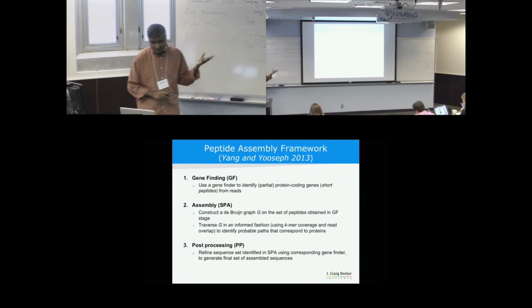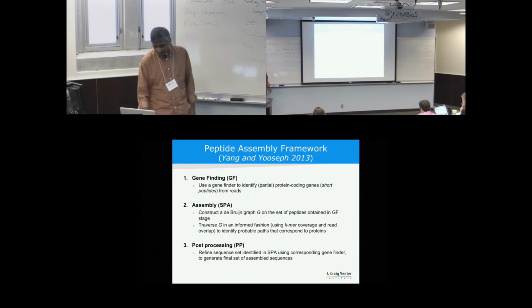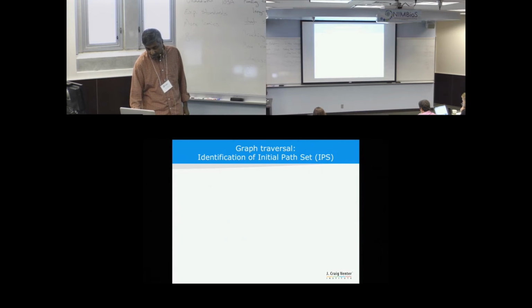Our framework really is quite simple. We start with the metagenomic reads. We use a gene finder to identify these short peptides. We construct a De Bruijn graph with these short peptides. And then we do an informed traversal of the De Bruijn graph using things like depth of coverage information, meaning how many times you've seen a particular k-mer in the graph, and we use that to output useful paths in the De Bruijn graph. Then we have a post-processing step that cleans up. The whole idea is that the way we do this traversal is how we're trying to get at what we think are true protein coding sequences.